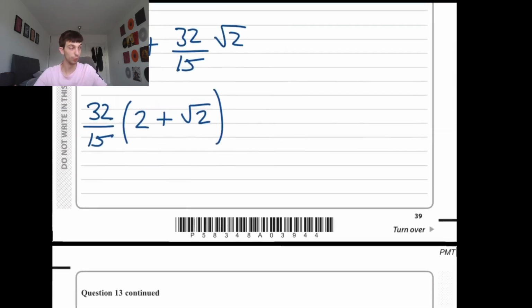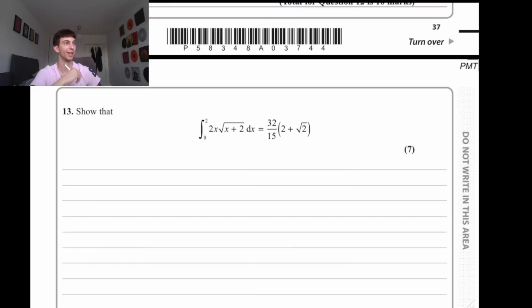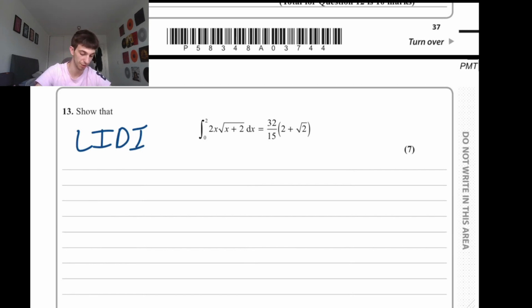Now let's go on to doing it by parts. Okay, now doing question 13 by parts. I'm going to use LIDI, where we have leave, integrate, differentiate, integrate. This is just by parts without having to write out all your u's and v's. It's just a little bit faster, more efficient in the exam potentially. So we're going to have 2x as our leave and differentiate term, and then we're going to have the square root of x plus 2 as our integrating term.